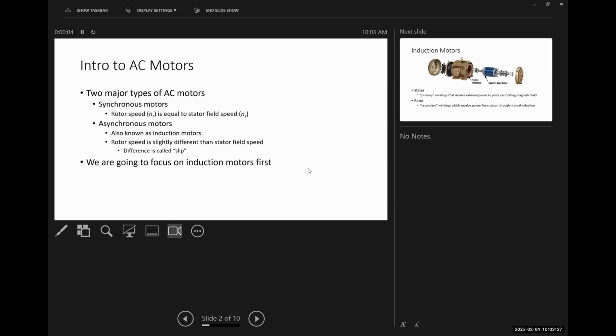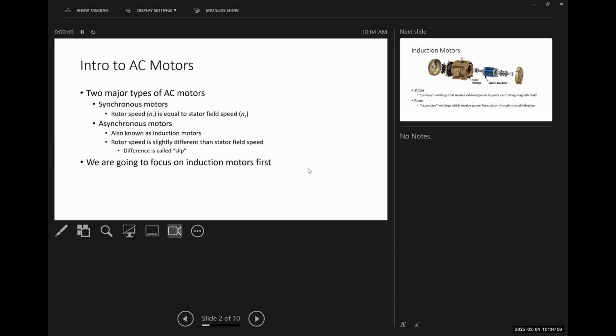So there are two major types of AC motors that we're going to be dealing with in this class. We have synchronous motors. We talked a little bit about synchronous motors towards the end of our lectures on electromechanical energy conversion. The main characterizing thing about a synchronous motor is that the speed of the rotor, which I have here as NR, is equal to the speed at which the stator field is rotating. We're going to talk a little bit later today about how we develop a rotating magnetic field in a three-phase system.